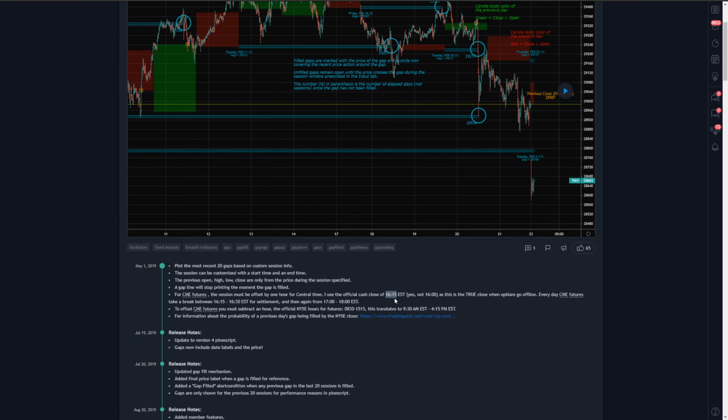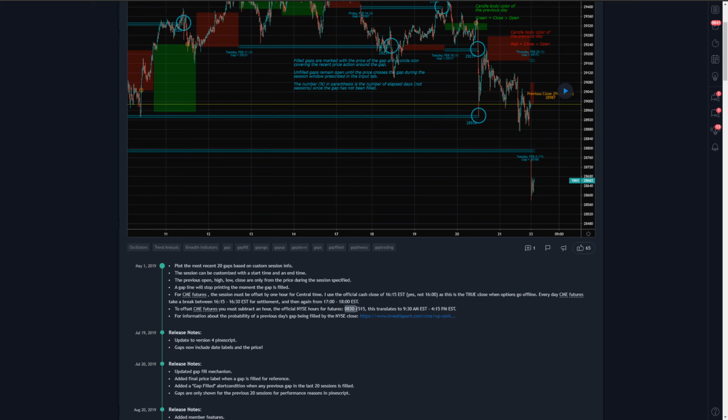There is a 15-minute break on futures that happens every day for equity futures like ES, like NQ, like YM, that happens every day at 16:15 to 16:30. There's no price action for the settlement. Then there is another break from 1700 to 1800, so 5 to 6 p.m. This 16:15 price is the important time.